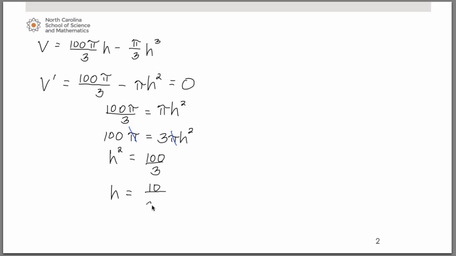If you prefer a decimal approximation for that, that's perfectly fine. Either one is okay. It would be approximately 5.774. This, therefore, is our critical number. If there's going to be a maximum, this is where it's going to occur. If you are going to opt to use the decimal equivalent of 10 over root 3, please do make sure you're storing this decimal value so that you can use the entire decimal in later calculations.